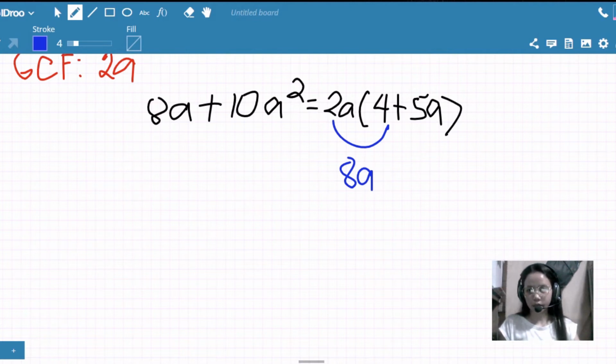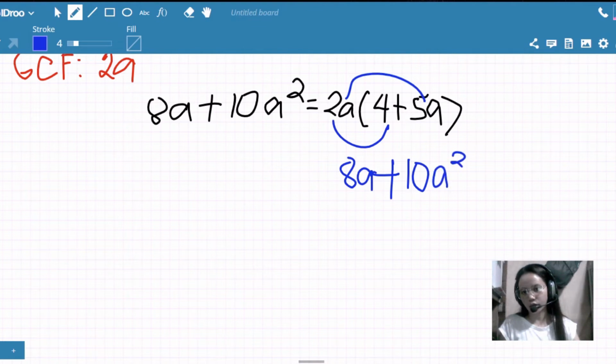Now, next is positive 2a times 5a, so that will be positive. So 2a times 5a, 2 times 5 is 10, then a times a will give us a squared. So still it is the same as our given. So therefore, our answer is correct.